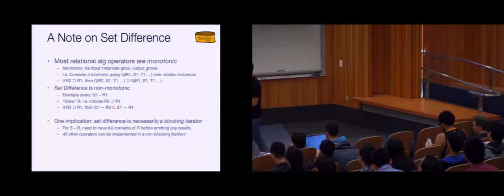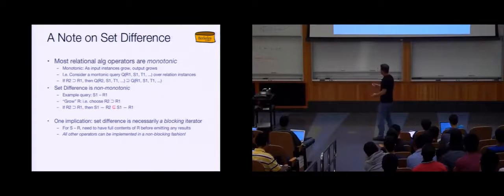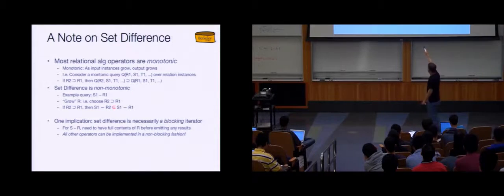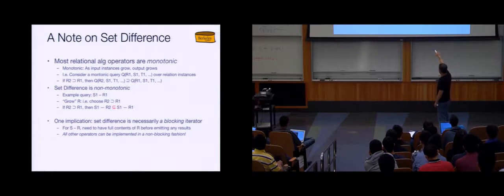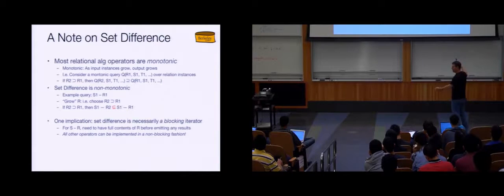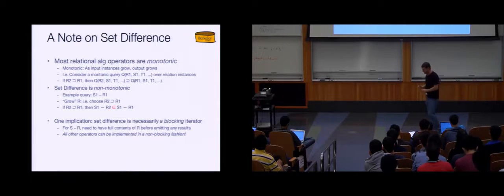And that's true for everything except set difference. In set difference, if we put more stuff in R1, S1 minus R1, if we put new tuples in the right-hand side, they will knock out some of the tuples on the left-hand side. So if you grow R and you choose R2 that's a superset of R1, then S1 minus R2 is potentially a subset of what it used to be. Because by adding things that we subtract away, the result may have fewer things. So this turns out to have all kinds of interesting implications.